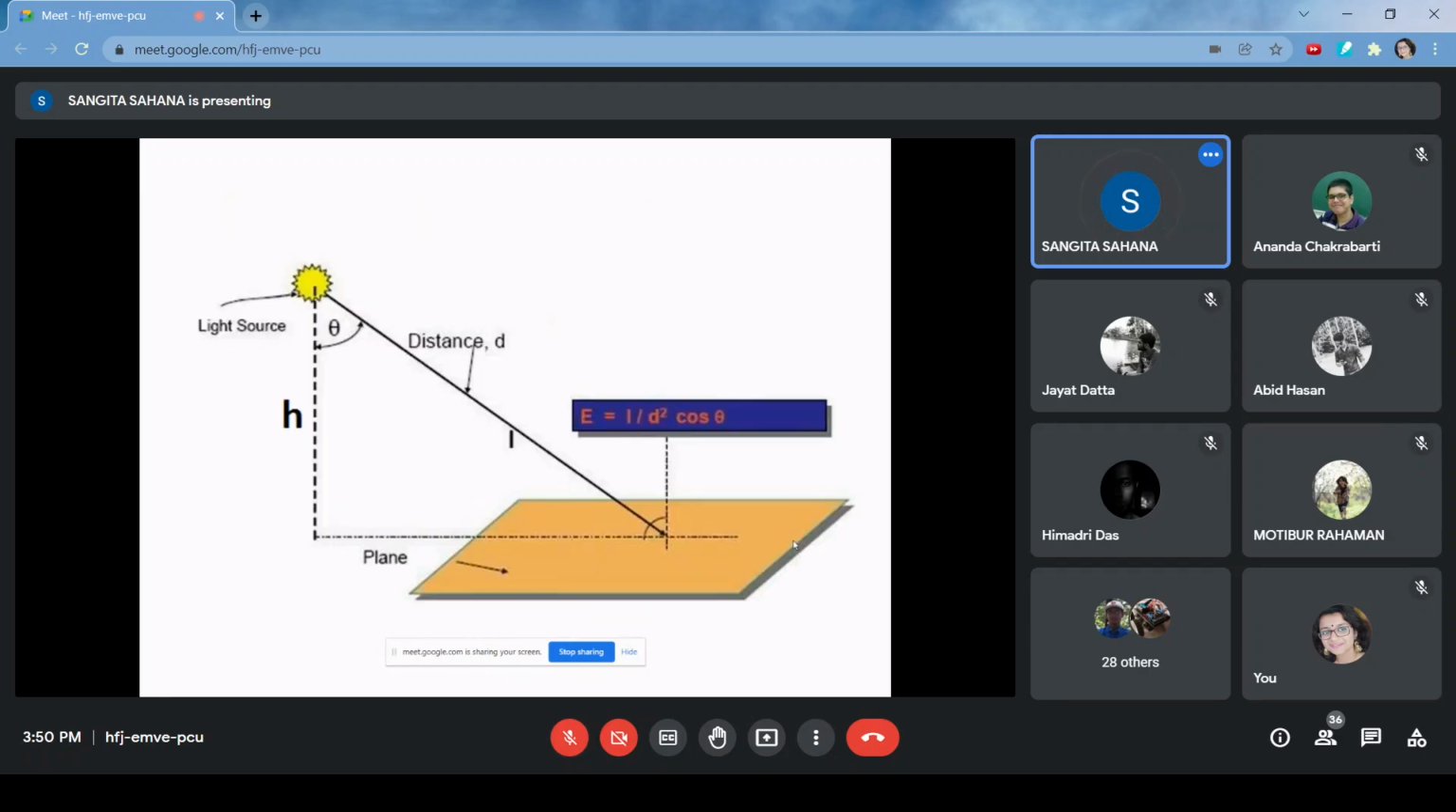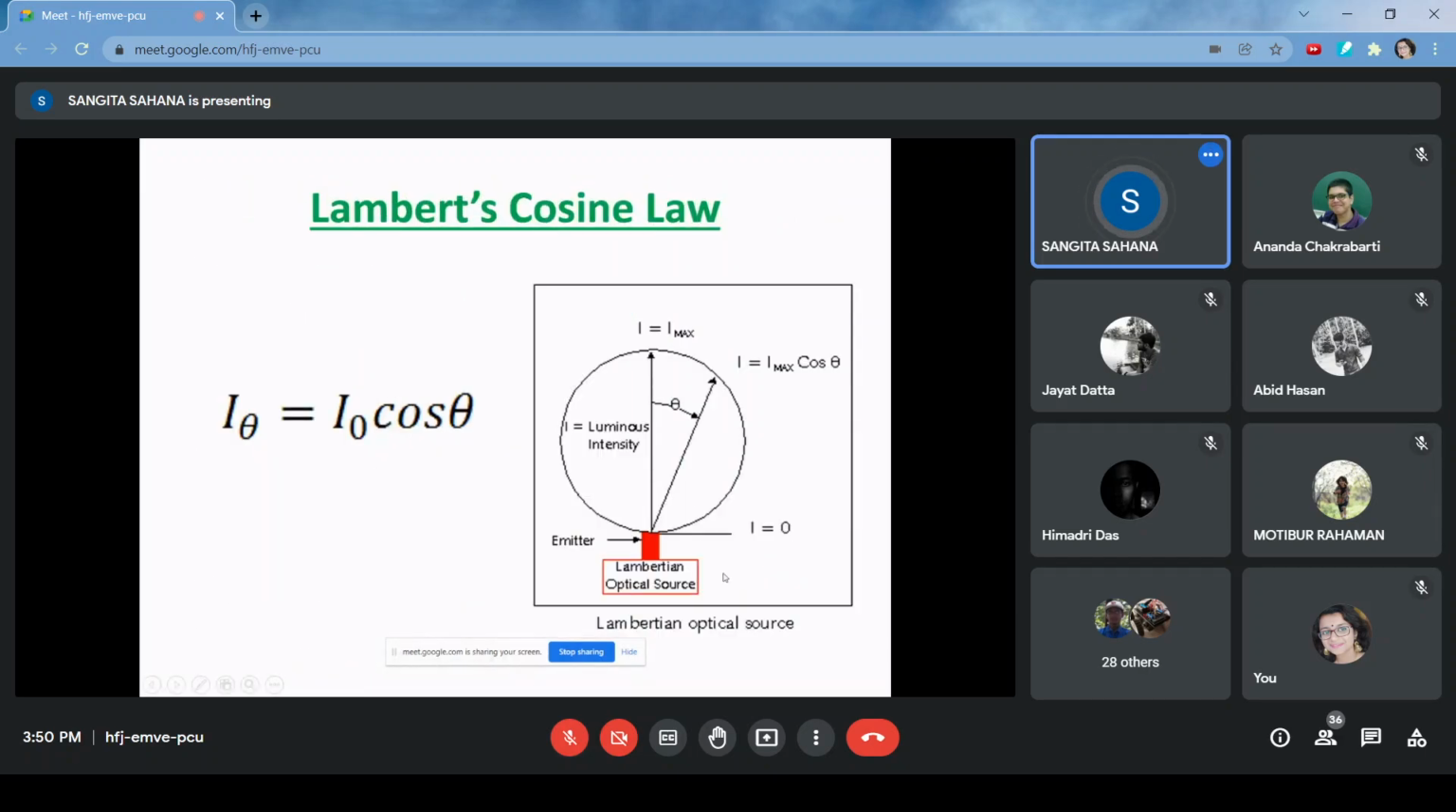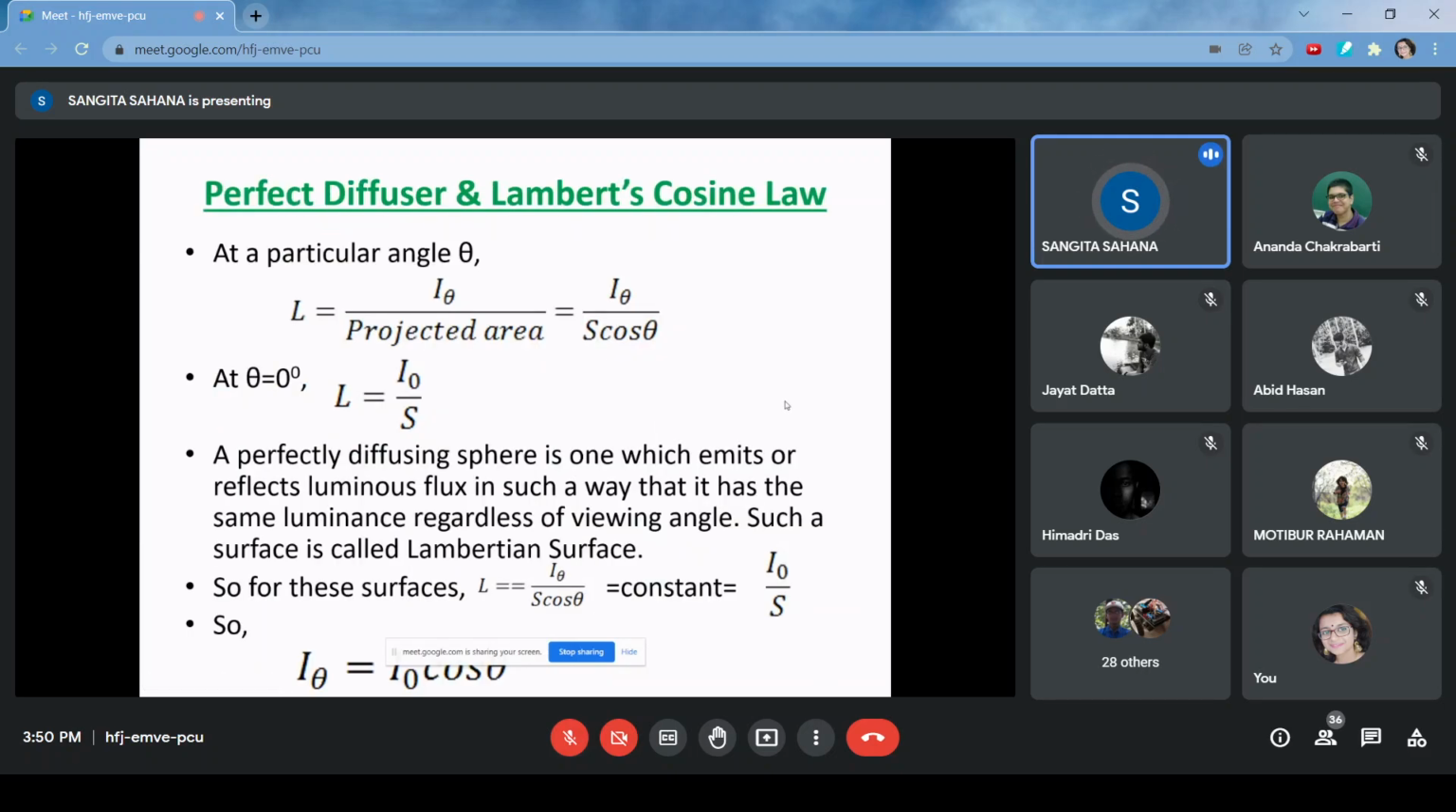Next one is perfect diffusion and Lambert's cosine law. As we know, if we have any source, then the illuminance at any point normal to the source will be I by d square. Otherwise, it will be I cos theta by d square, right? According to Lambert's cosine law, a perfectly diffusing surface is one which emits or reflects luminous flux in such a way that it has the same luminance regardless of viewing angle. Such a surface is called a Lambertian surface.